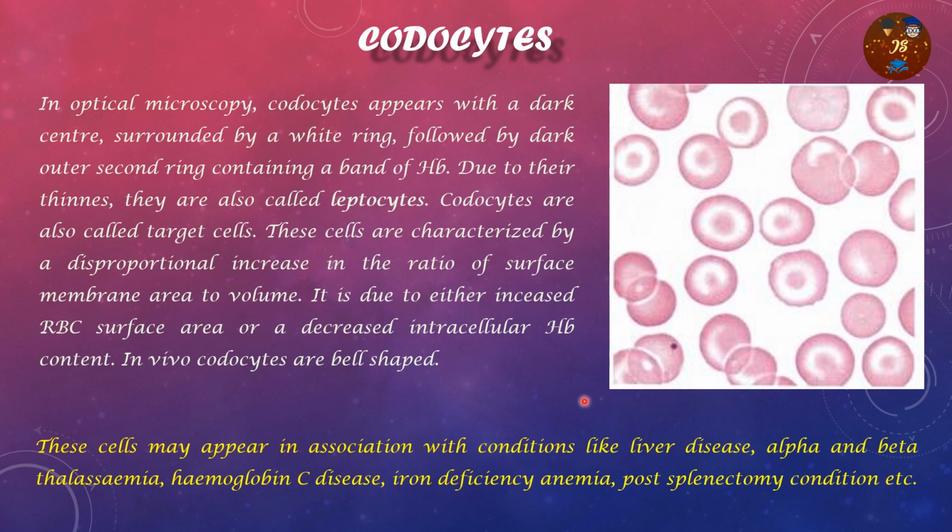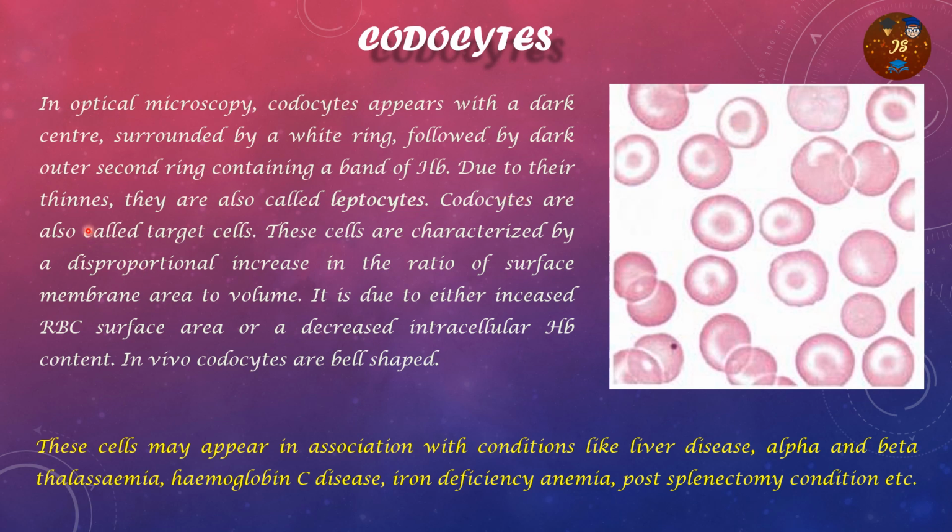Next come the podocytes. You can see these are the normal RBCs and these are podocytes. In optical microscopy, podocytes appear with a dark center surrounded by a white ring, followed by a dark outer ring. So a dark center followed by a white ring, that is followed by a dark outer ring containing a band of hemoglobin. That means hemoglobin is shifted to the periphery. It's not in the center.